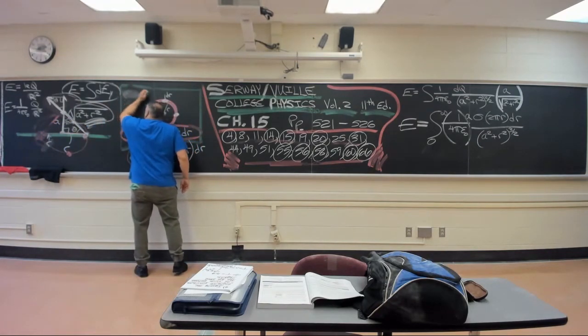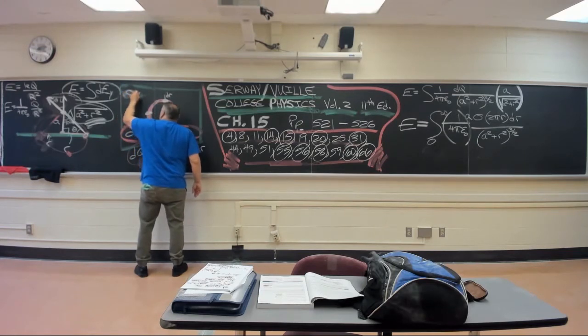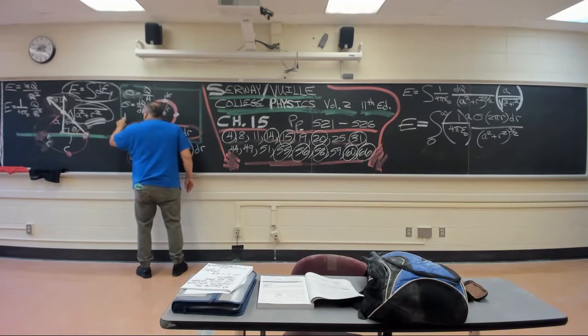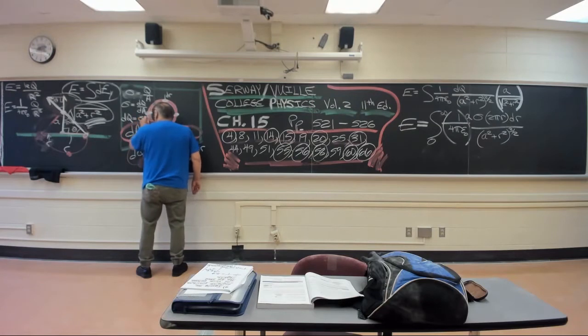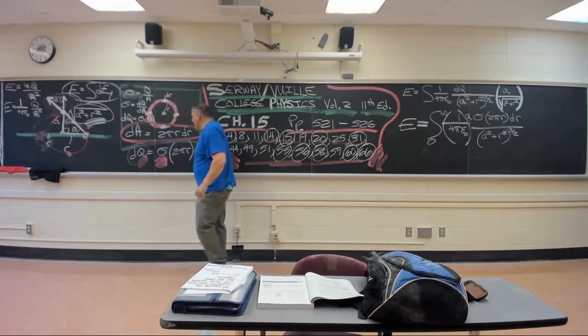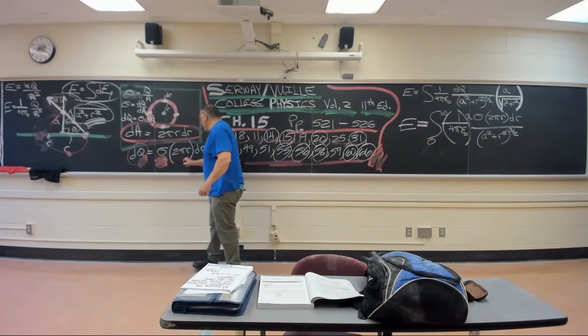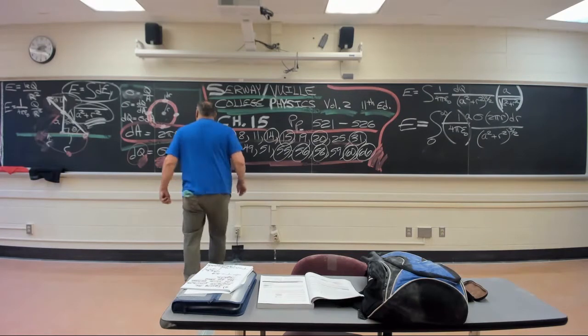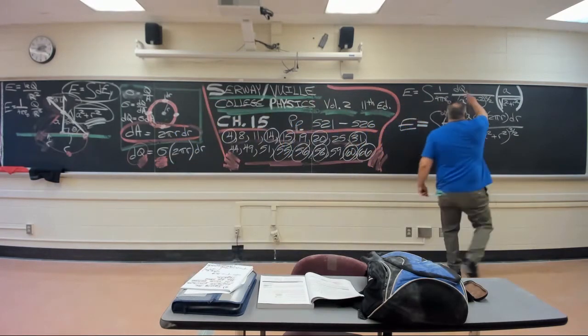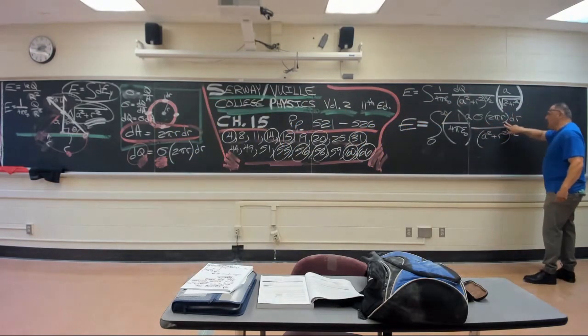Sigma is q over a. It's uniformly distributed, so dq over dA is sigma. dq is sigma dA. That's dA. We said dA was this, so sigma dA will give us that. So here's your dq. dq is sigma dA, which is this. The a was right here.